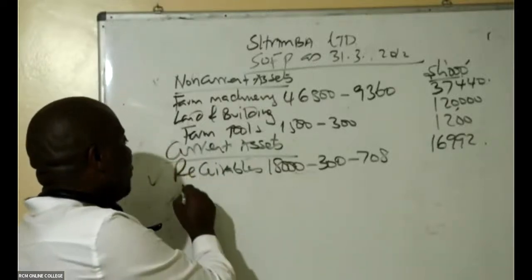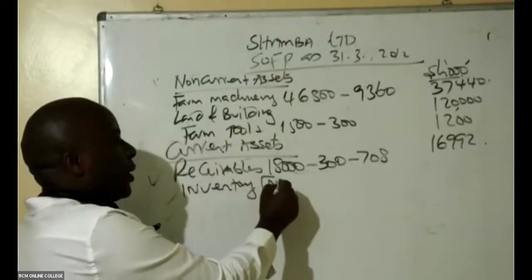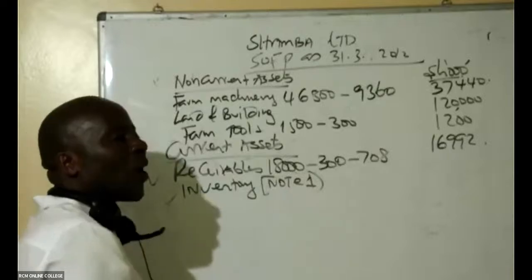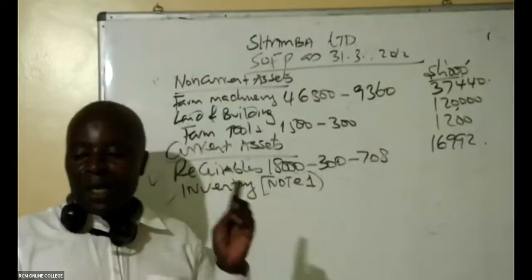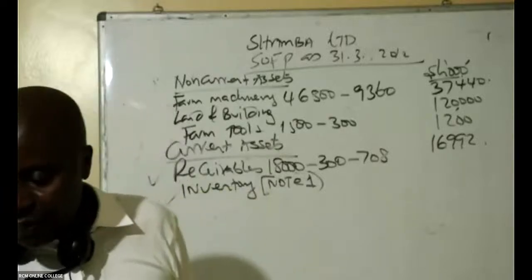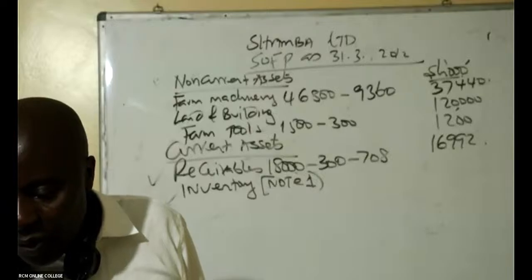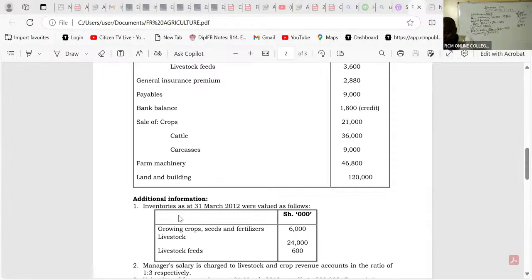Oh yes, inventory. Go to the notes. Specifically, note 1 is where you'll be able to get closing inventory. We don't bring opening inventory here. We shall always bring closing inventory. So closing inventory, note 1, you can see these ones here. You add all of them, 6,000 plus 24,000 plus 600.